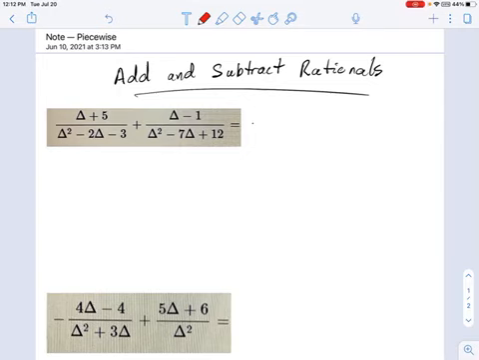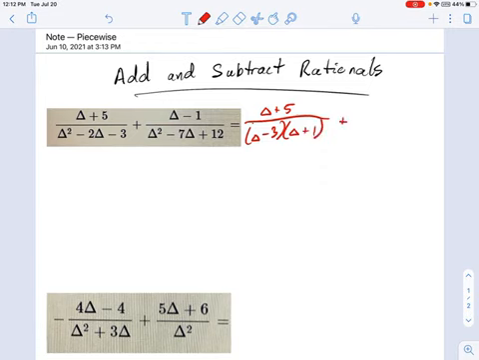So I want to pick up with adding and subtracting rationals with two examples that are just a little bit more challenging. And there's nothing new here in concepts, but we just need to be careful about our factoring. So I'm going to factor the one on the left first. I have delta plus 5 on top, and on the bottom I have delta minus 3 and delta plus 1.